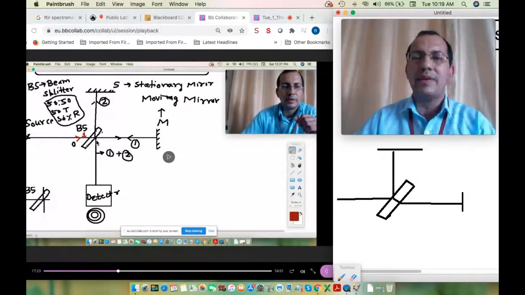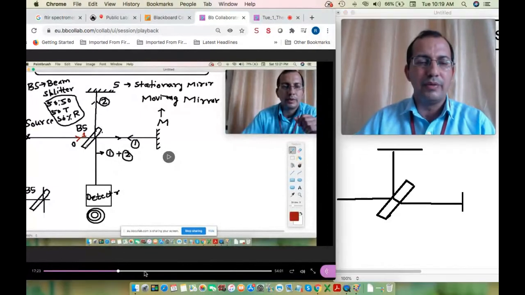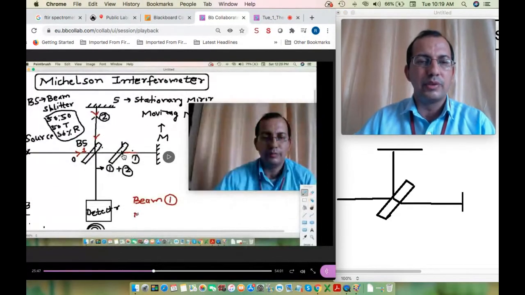So the overall aim is to make these two paths equal. You can also make them equal without the compensating plate by changing the position of this mirror, but it is a bit easier to measure the distances when you place a compensating plate. After this point we have introduced this plate, and both of the rays go through the same optical elements, and then you would have equal path lengths.